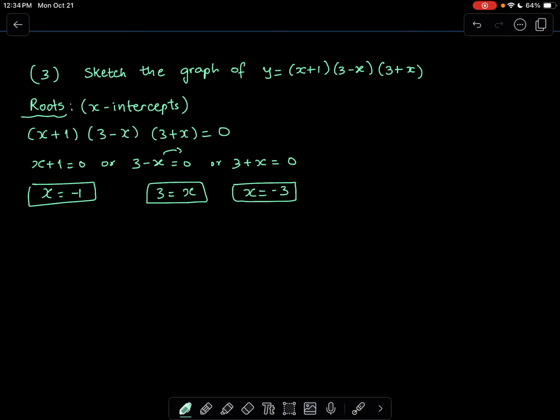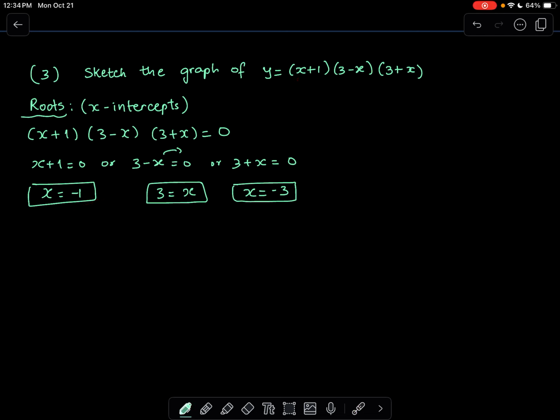So you may skip all these steps and rewrite just the roots, right? Just be careful when it is 3 minus x, the root is going to be positive 3. The meaning of the root is what makes this bracket 0. What value of x makes this bracket 0? So somebody could just look at the bracket and think, okay, what value of x is going to make this 0? It's going to be -1, right?